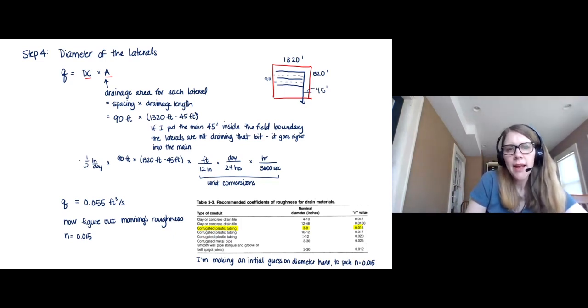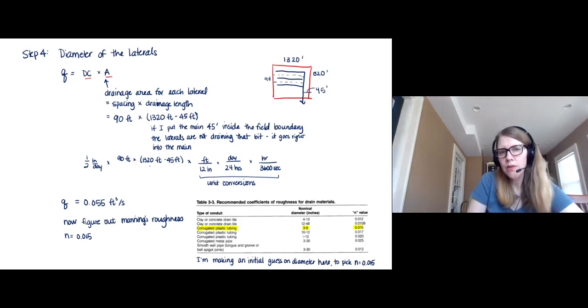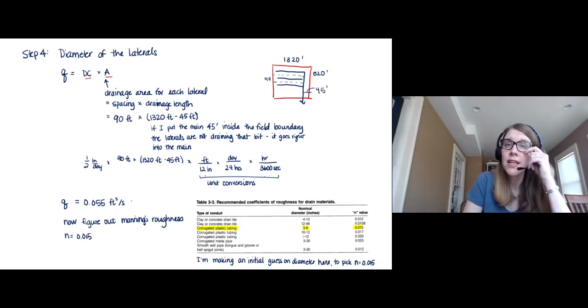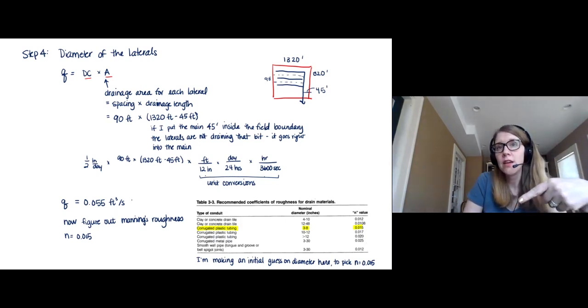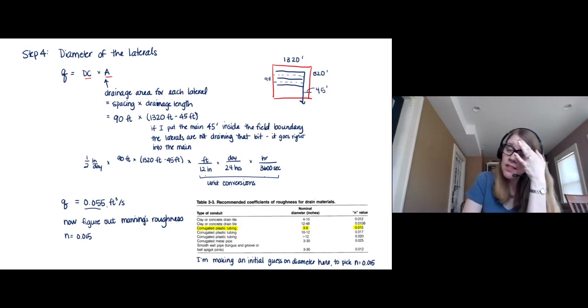So at a 1/2 inch per day. So I've got a 1/2 inch per day for the drainage coefficient, and 90 times whatever 1320 minus 45 feet is for the square feet of the drainage area. And then I am just doing some unit conversions to get this into cubic feet per second, because I know that's the units that I need when I move on to the equation for tile diameter. So here's my capacity in CFS of each of the lateral lines.